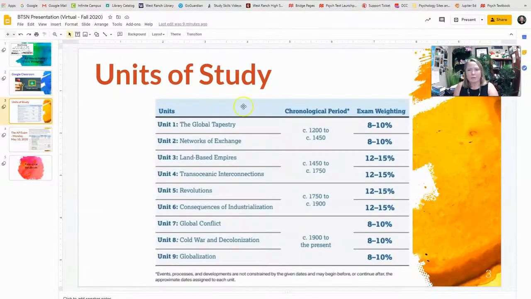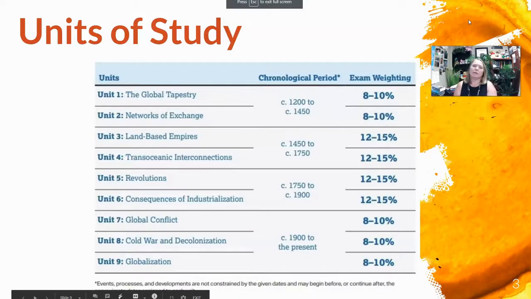Okay. The next thing I wanted to share with you was what we're going to be studying this year. These are our units of study. Right now we're in Unit 1 on the Global Tapestry, and you'll see that the units are lumped together by time period. So these two units are both covering 1200 to 1450.